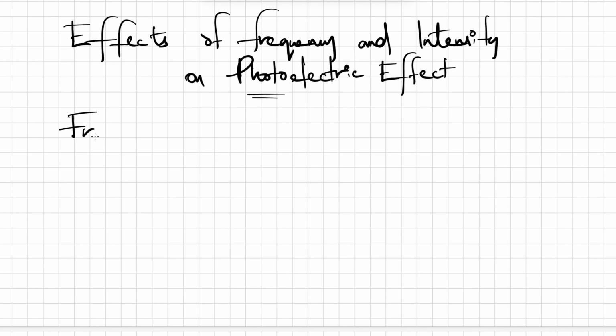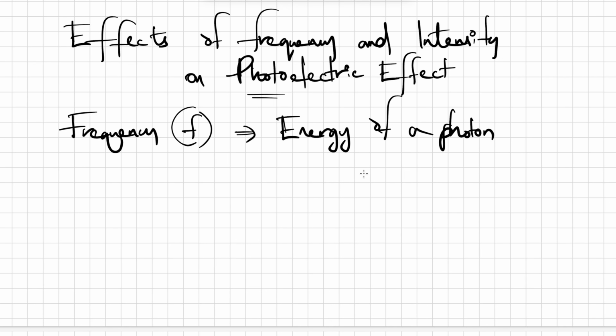Frequency, f, is related to the energy of a photon. We know the relationship, right? E is equal to hf. E and f are directly proportional. To increase or decrease the energy, just adjust the frequency. Now, what about intensity?